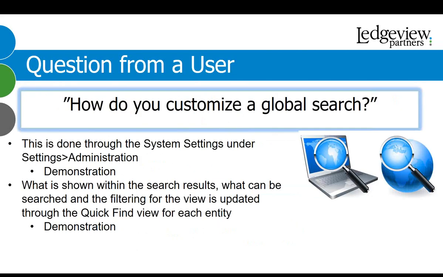Our next pre-submitted question was, how do you customize a global search? This is really done through the system settings under administration. I'll show you how to do this. And then I'm also going to show you within the quick find view how to determine what's shown in the search results, what can be searched, and also the filtering for the view. So let's jump in. I'll show you that.